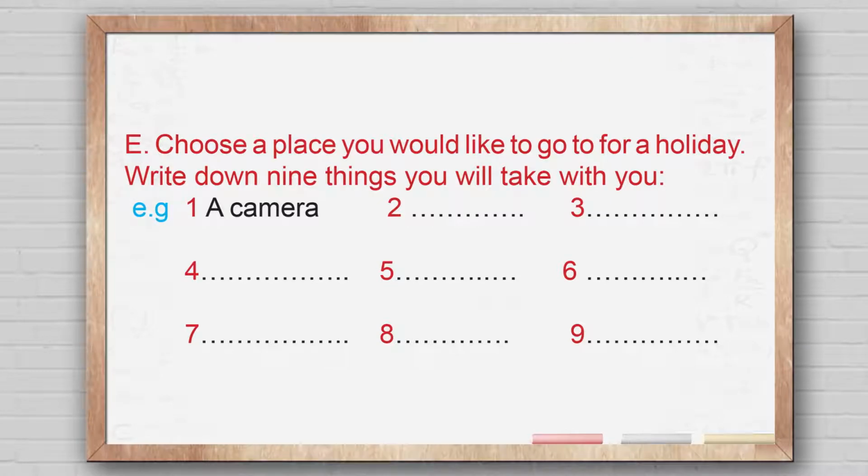E. Choose a place you would like to go to for a holiday. Write down 9 things you will take with you. For example, number 1, you will take a camera. 2, you will take some food. 3, some drinks, and so on. You can write 9 things.